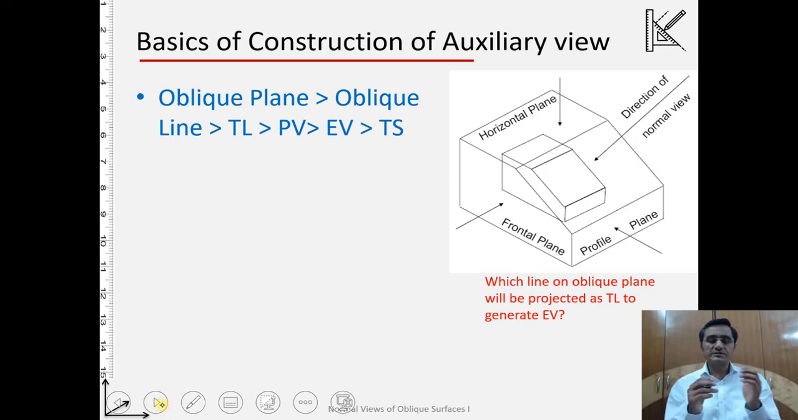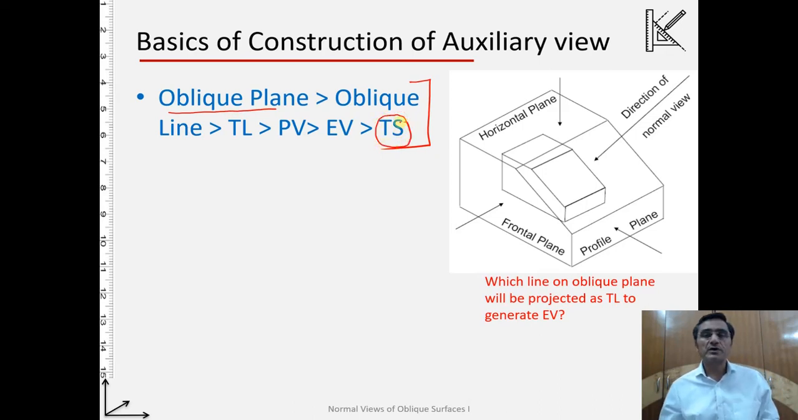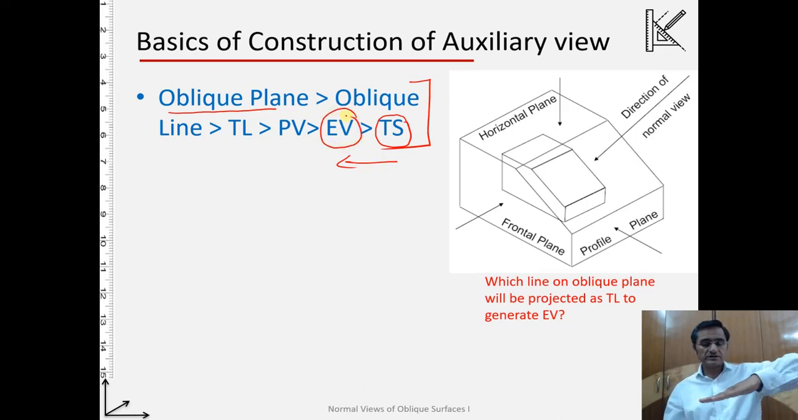All the steps I am summarizing over here. Now, there is an oblique plane and we want to generate its true shape. Okay, and we know, if I go in reverse, the true shape can be generated if I know the edge view of a plane. Alright, there is a plane.